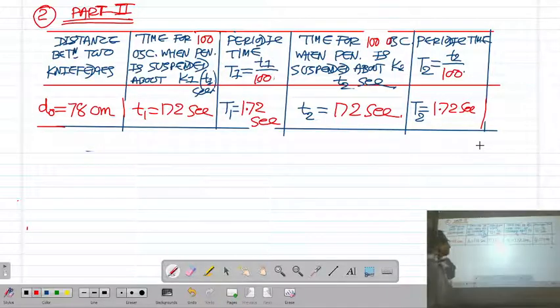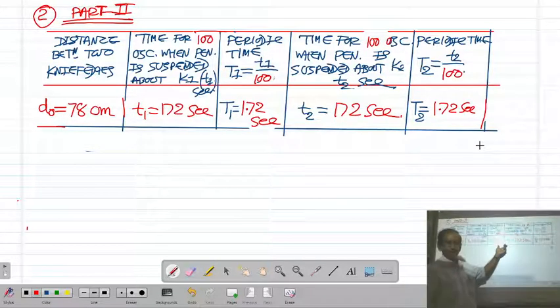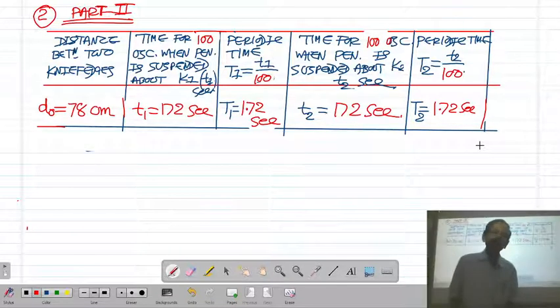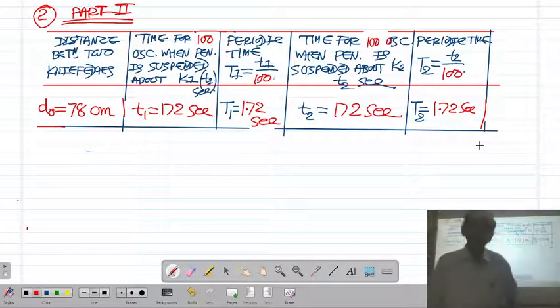You can see that when the distance between knife edges K1 and K2 is 78 centimeter, the periodic time about knife edge K1 and the periodic time about knife edge K2 are almost the same. Means in this condition you can say that 78 centimeter is the equivalent length of a simple pendulum. Your Kater's pendulum, when the distance between two knife edges is 78 centimeter, will behave as a simple pendulum.